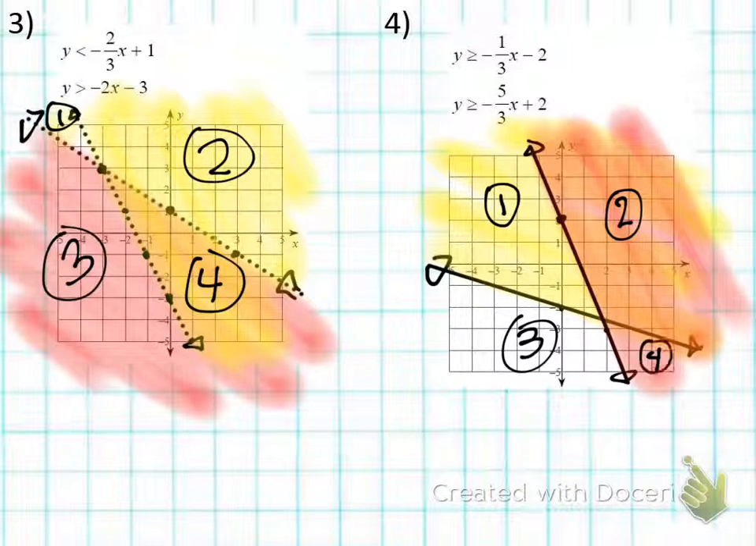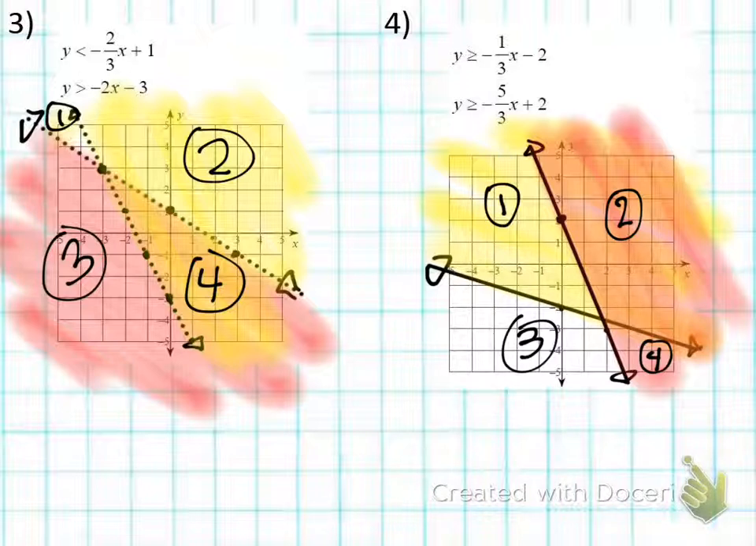Okay, I got a question for you. What region are the solutions in? 1, 2, 3, or 4. Show me with your fingers. Okay, answers up. Let me see. Okay, good. 2. 2 is the correct answer.